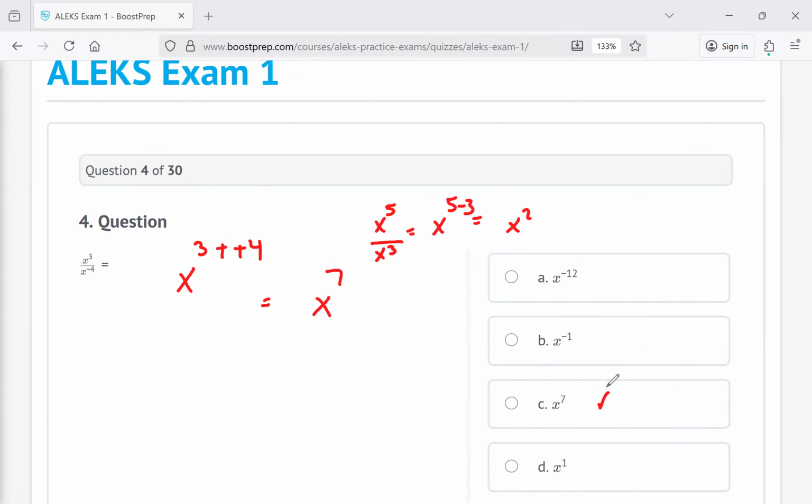Sorry about that. My writing tablet kind of glitched. So it is C.